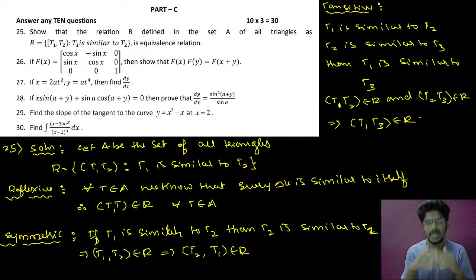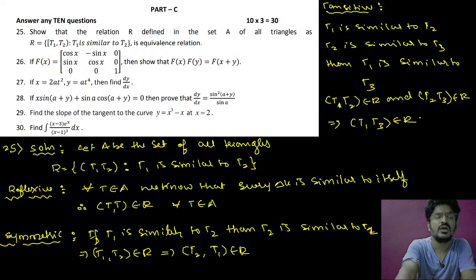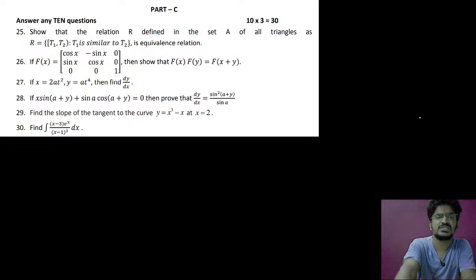Okay. So every triangle is similar to itself. So therefore it is reflexive. And we know that if T1 is similar to T2, T2 is also similar to T1. So therefore it is symmetric. And by taking transitive, T1 is similar to T2 and T2 is similar to T3 implies T1 is similar to T3. So therefore (T1, T2) belongs to R and (T2, T3) belongs to R. Therefore (T1, T3) belongs to R. So this is a very simple problem. No worries. Everyone can understand this.